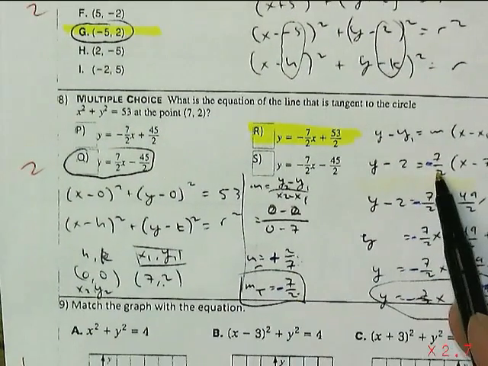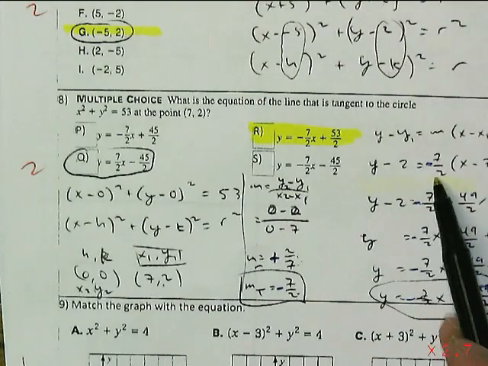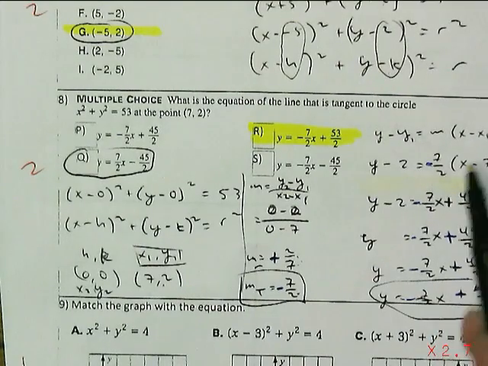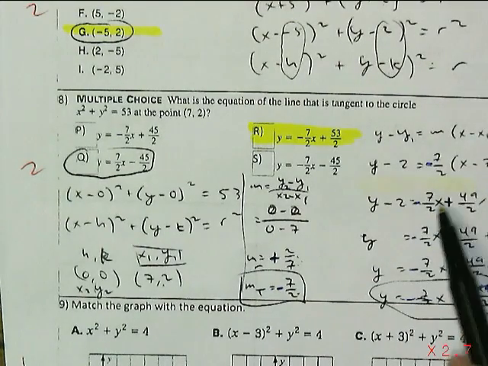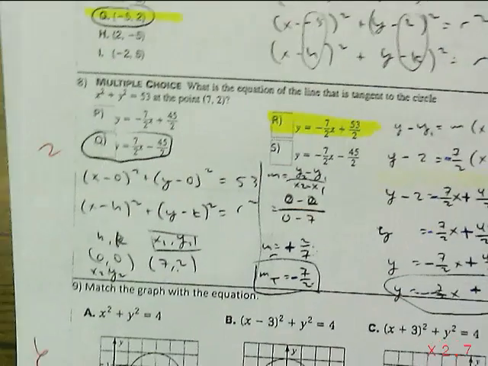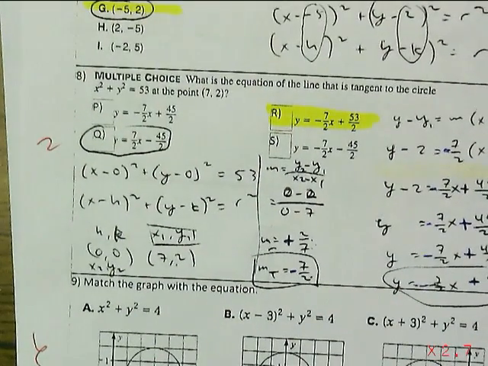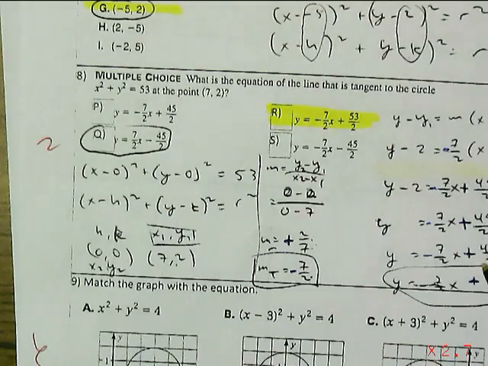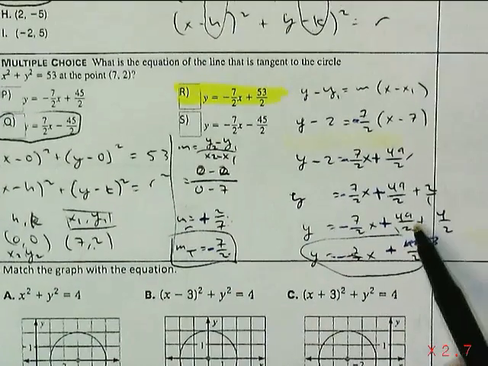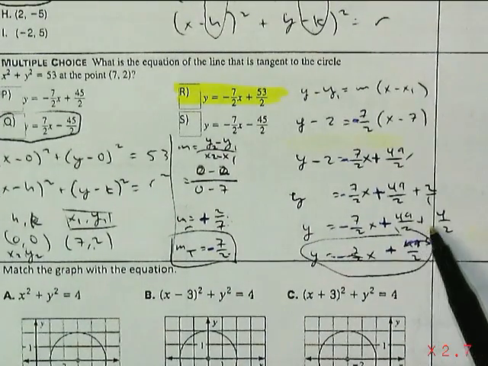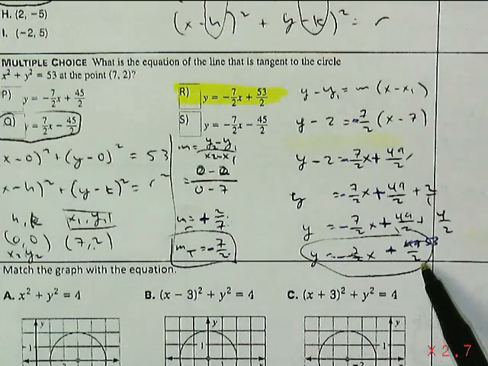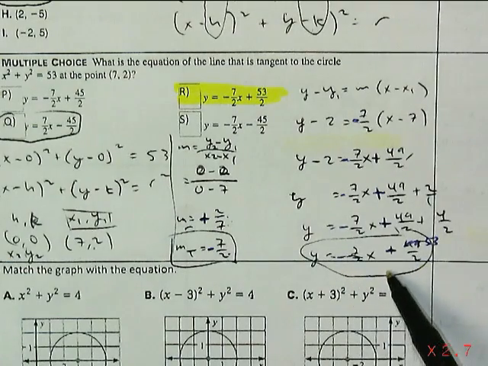Once I have negative 7 halves and the ordered pair 7, 2, substitute that in. I'll distribute. I'm going to add 2. This 2 I'm going to change to be 4 over 2. 49 over 2 plus 4 over 2 gives me 53 over 2. y equals negative 7 halves x plus 53 over 2.